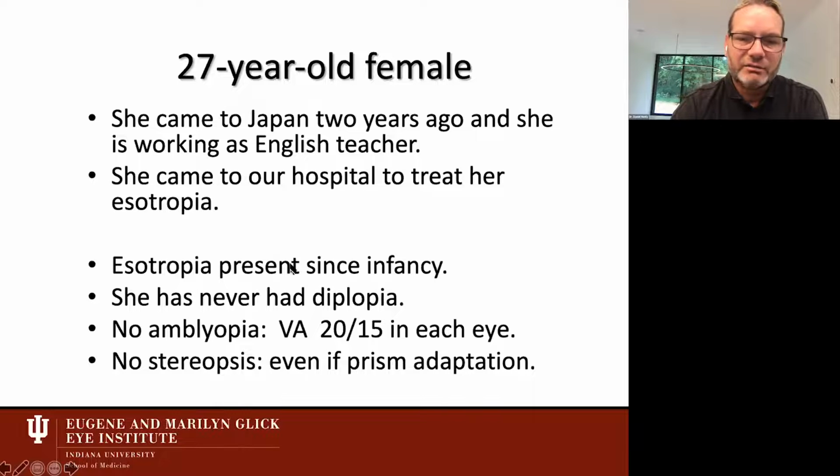All right, so back to our original case. Now that we've gone through this, what do we think about this? We've got a congenital esotropia, no fusion, has never had diplopia, doesn't have stereopsis even when you give them correcting prisms. So we don't feel like this person has a lot of fusion potential here at age 27.